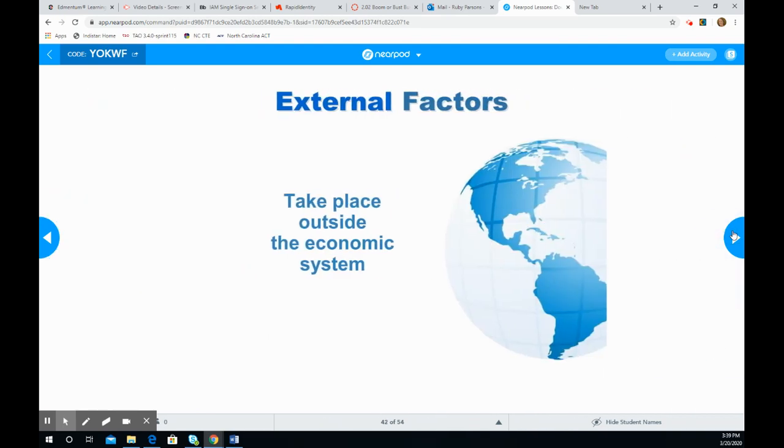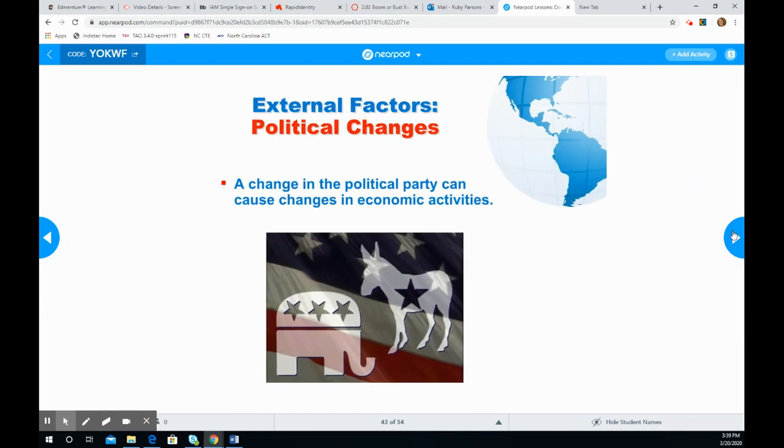All right, still thinking about external factors at this point, things that happen outside the economic system. Remember, external means out, so outside of the economic system. First, let's think about political changes. Big thing going on: we've got lots of different people running and trying to win for president in November. Anytime there's a change in a political party, it can cause change in economic activities. Say, for instance, you've got a Republican in office now and the Democrats get in. Could make a change, and vice versa.